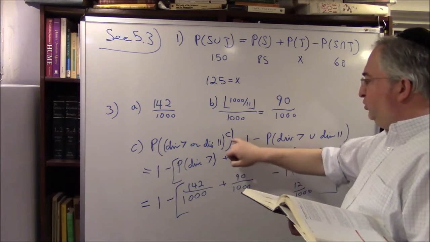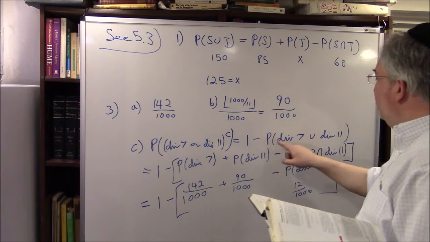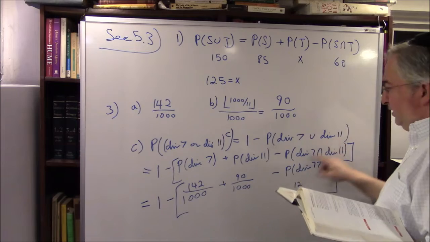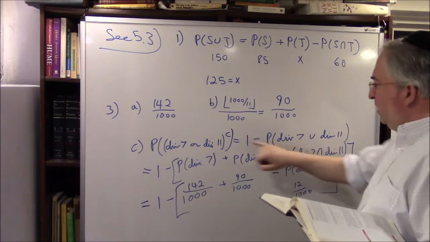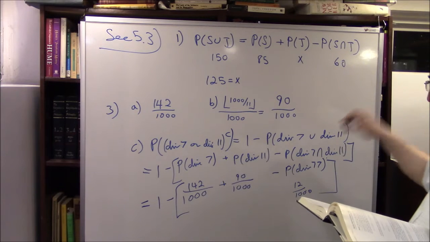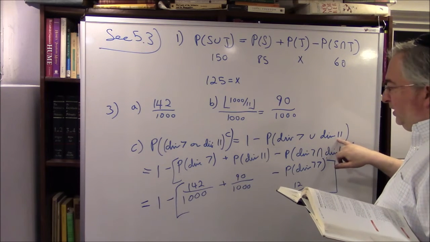Well, complement, you do 1 minus. Complement is not, so you do the minus. 1 minus divisible by 7 or divisible by 11. That's what the complement is. So notice here this is C, here's no C. Great. Question, how do you figure out how much is in divisible by 7 union divisible by 11?